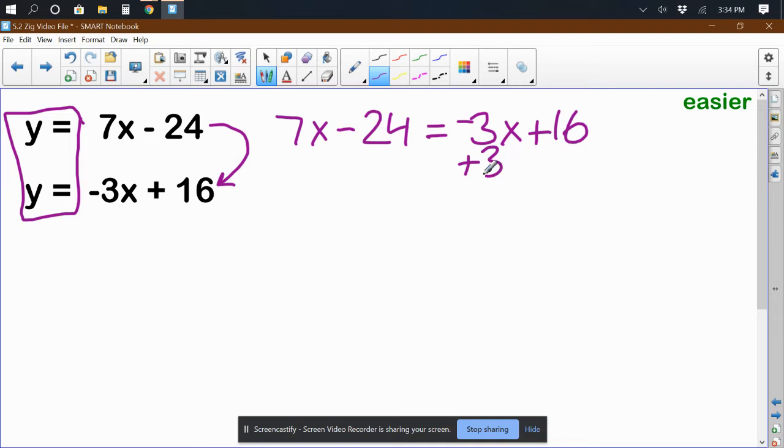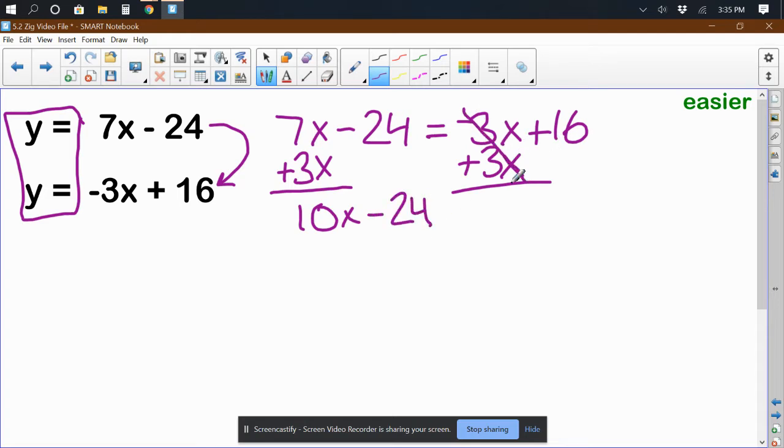I'm going to add 3x to both sides because right now we have x's on both sides and we don't want x's on both sides. On the left, we have 10x. Take away 24, this canceled out. On the right side, we still have our positive 16.